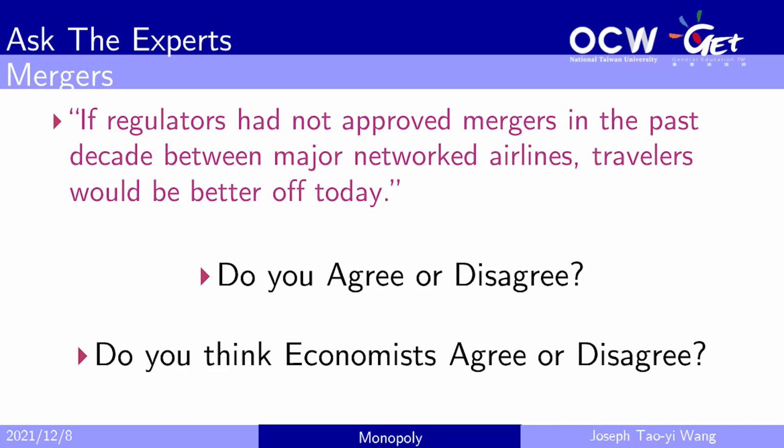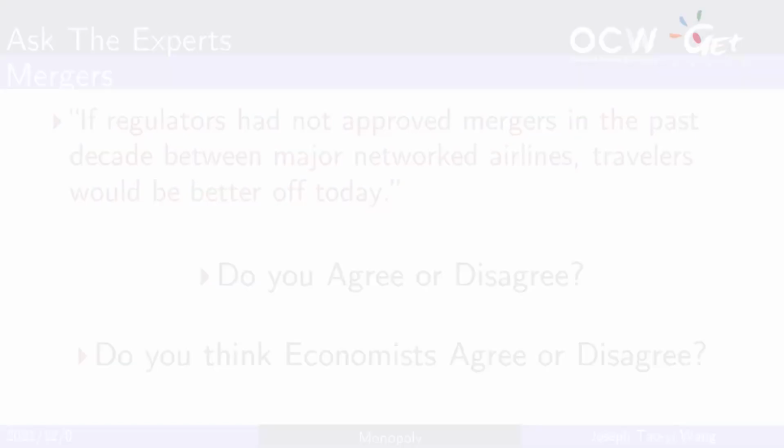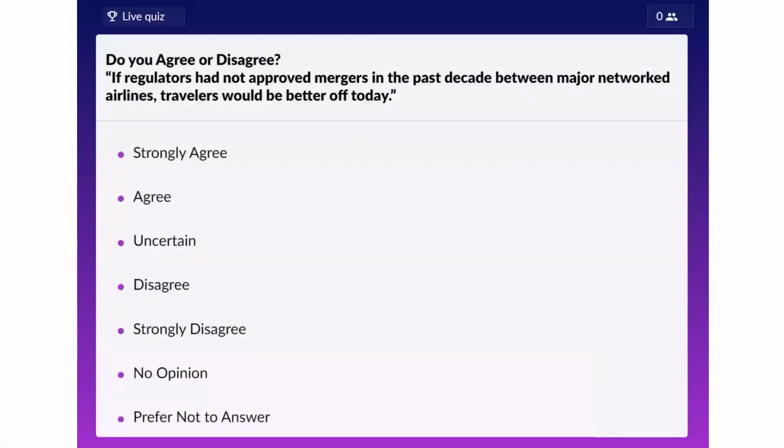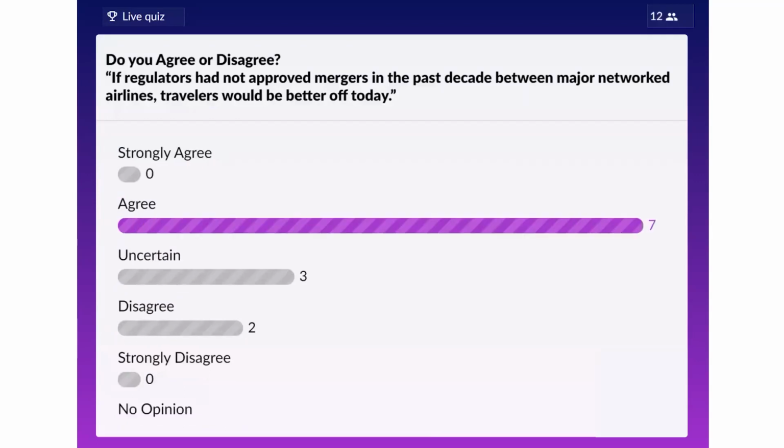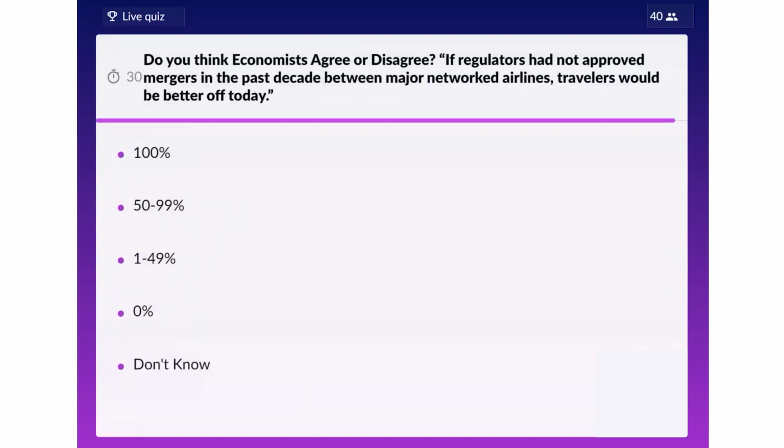So do you agree or disagree? And do you think economists agree or disagree with this statement? If regulators had not approved mergers in the past decade between major networked airlines, travelers would be better off today. Strongly agree, agree, uncertain, disagree, strongly disagree, no opinion, or prefer not to answer. A lot of you say agree, so that's your personal statement. Now the question is, do you think economists agree or disagree with this statement?